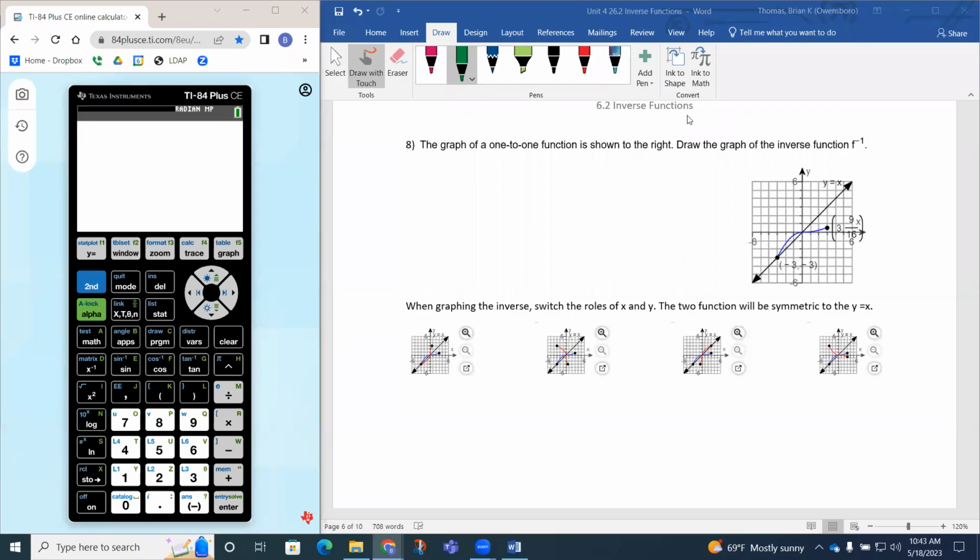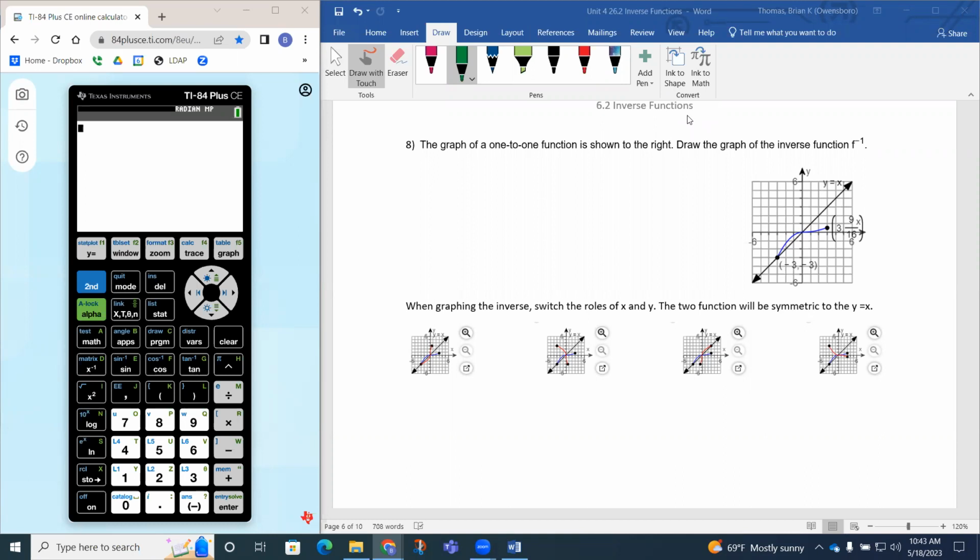So the graph of a one-to-one function is shown to the right. Draw the graph of the inverse of the function. One of the catches with inverse functions is they do have to be one-to-one functions. So that's why they're saying this is a one-to-one function.